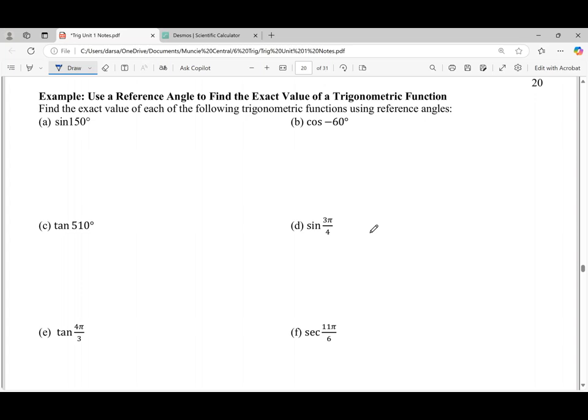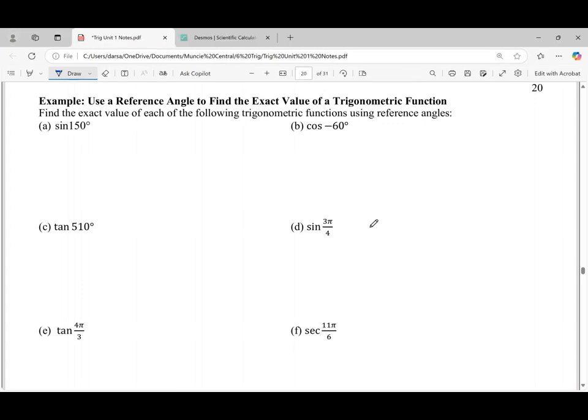Let's do some examples of how we will use the unit circle angles and our special triangles to find the sine, cosine, and tangent or other trigonometric functions of angles that are not in the first quadrant but are in quadrants 2, 3, and 4. So we want to find the sine of 150 degrees.